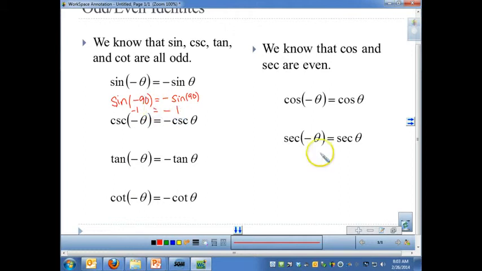If we're looking at cosine or secant, we know that those are even functions. So here, the cosine of a negative angle is just equal to the cosine of the positive version of the angle. So again, if I take the cosine of, say, negative 180 degrees, that's equal to negative 1, and the cosine of positive 180 degrees is also equal to negative 1. So we can look at even and odd.